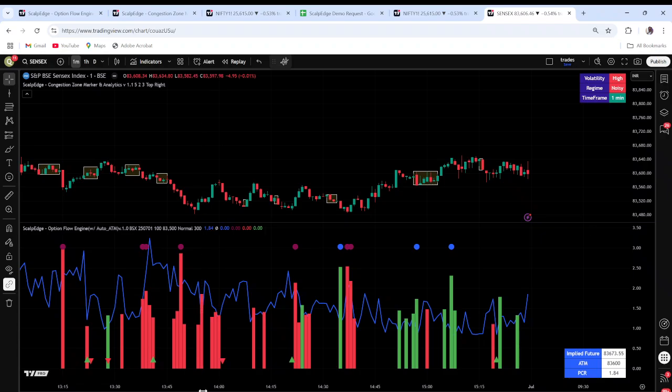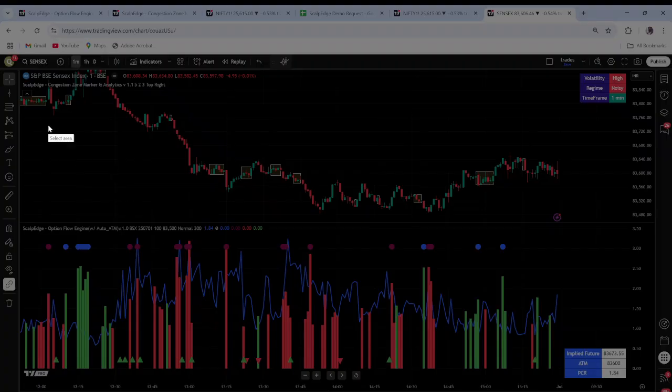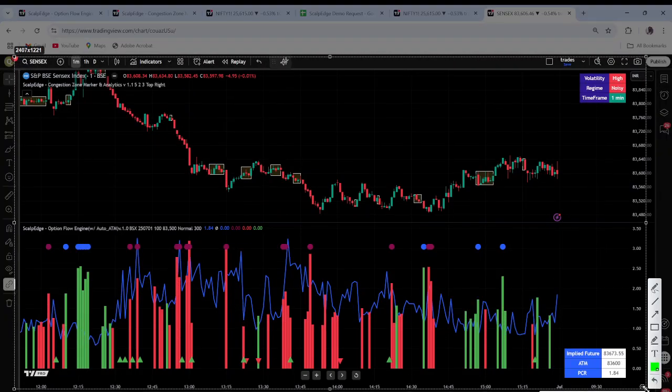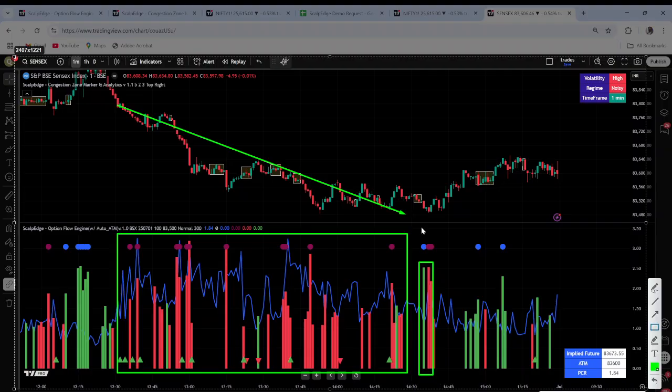Sensex also you can see, and another thing is something called context. Meaning, if you see this particular 1 minute chart, this whole zone is majorly call selling. And what is happening on the price front? As long as calls are being sold, it is coming down. Now, these green bars, this is the first major put selling, right? Where did this take place?